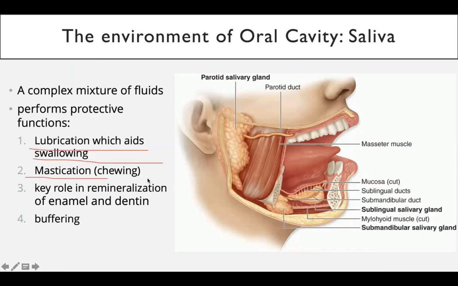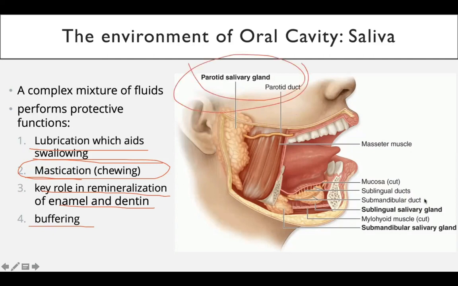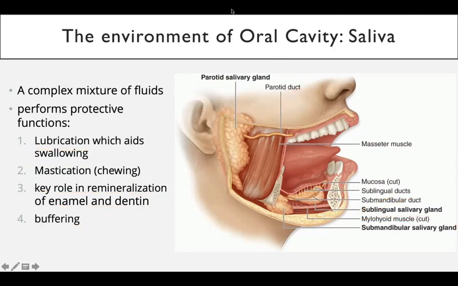They help in mastication, which is the mixing of saliva with the food. They play a key role in remineralization of enamel and dentin. And they help in pH buffering. So we have the parotid salivary gland, the sublingual salivary gland, and the submandibular salivary gland, the ducts of which we have studied in the anatomy of the oral cavity.